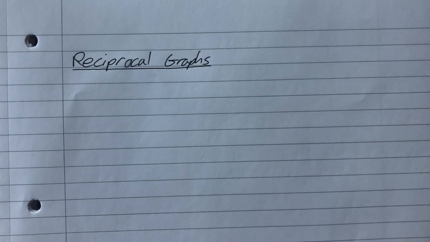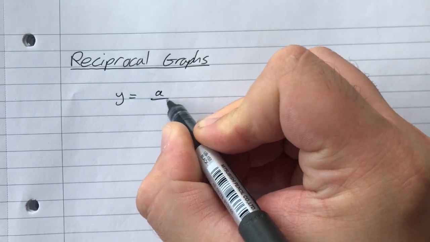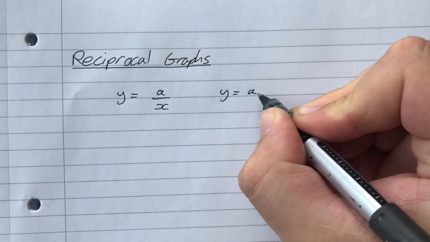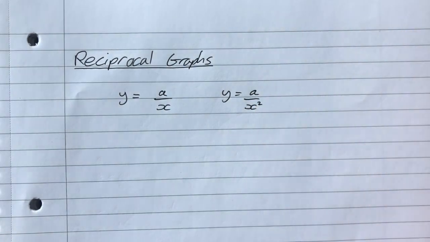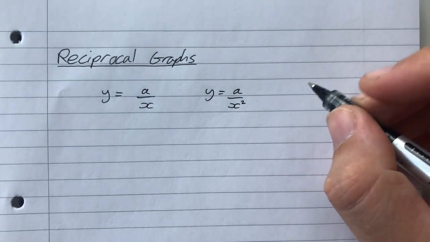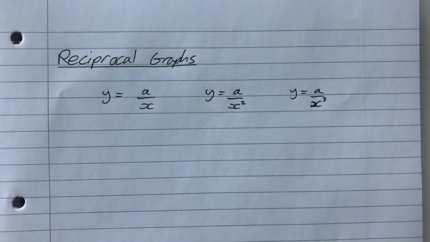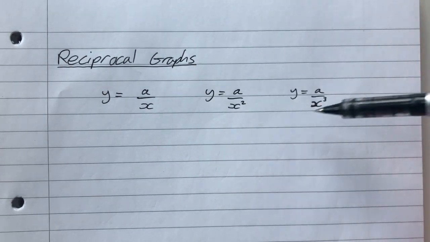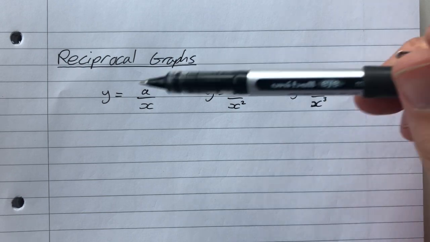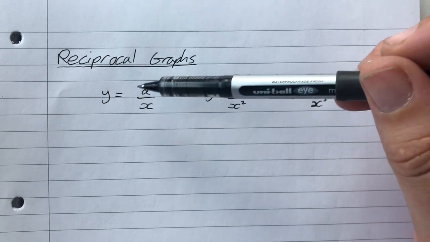A final family of graphs that you need to be familiar with for the A-level course are called reciprocal graphs. These are of the form y equals something over x, or perhaps y equals something over x squared, where something is just a number that's given to you. You could extend the theory further and say y equals a over x cubed, but we don't really need to consider that, and I won't look at that in this video. But you need to be able to sketch graphs of this form, and we're also going to look at sketching two of the same type of graph on the same set of axes.